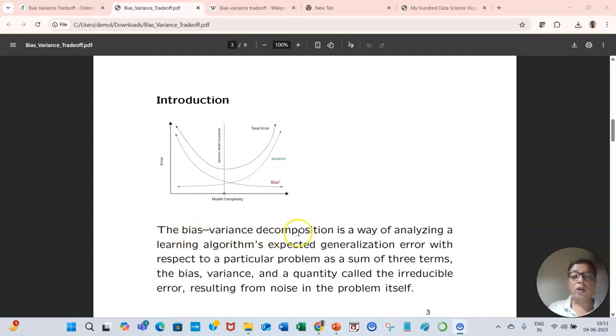The bias variance decomposition is a way of analyzing a learning algorithm's expected generalization error with respect to a particular problem as a sum of three terms: the bias, the variance, and a quantity called the irreducible error resulting from noise in the problem itself. So total error could be written as the sum of bias square plus variance plus the irreducible error sigma square.